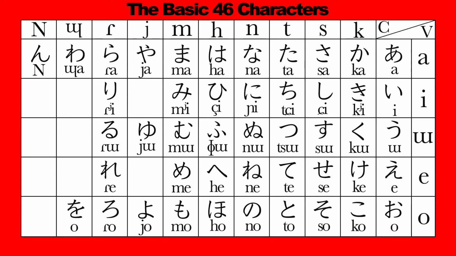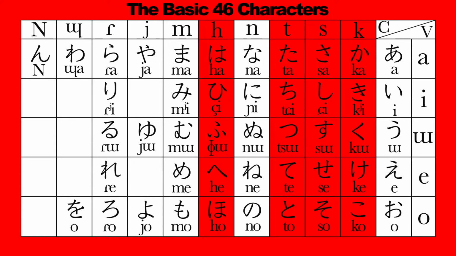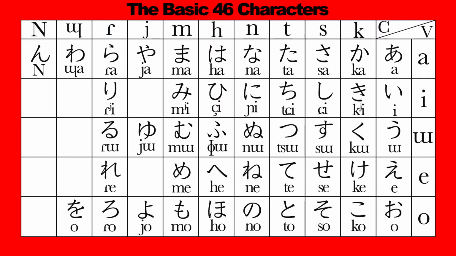Take a look at this chart. All of these characters are what I call basic 46 characters. All the characters in these columns represent unvoiced sounds. For example, the K sound is a voiceless consonant. Then, what's missing? The voiced version of these sounds, right?